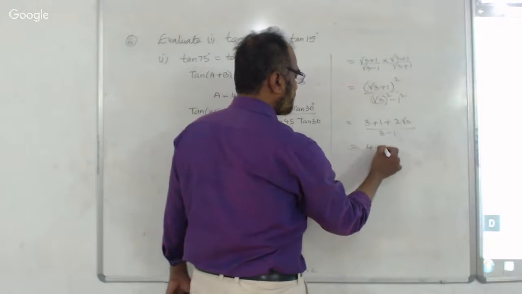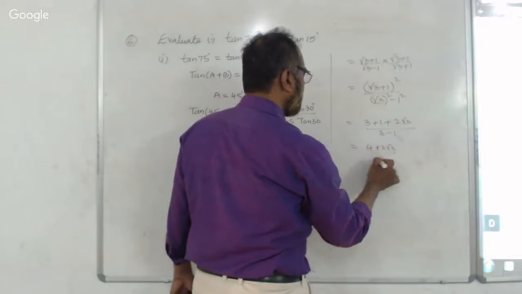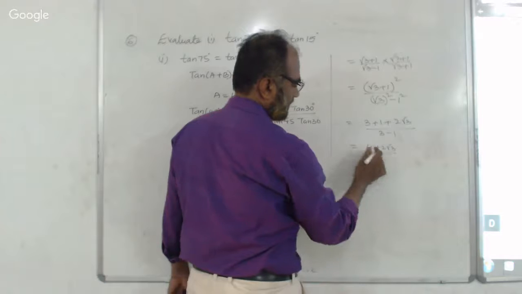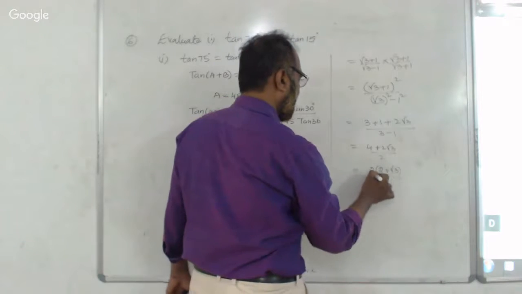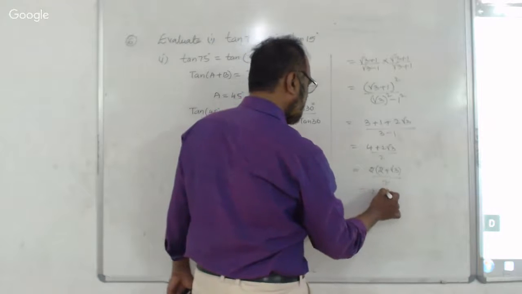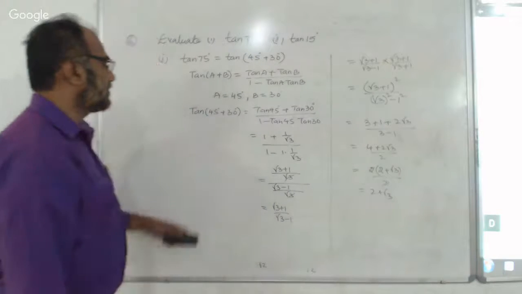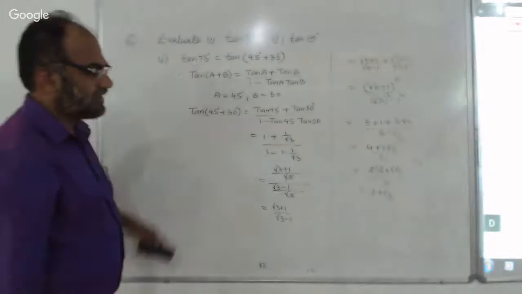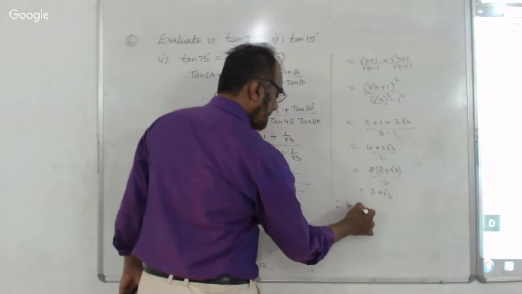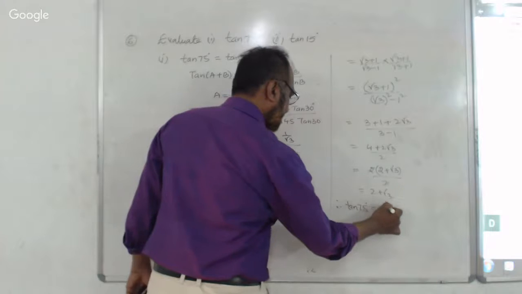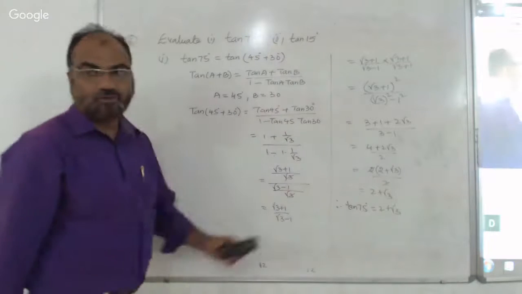So 4 plus 2 root 3 by 2. Now 2 is common in the numerator, I take 2 common. So 2 plus root 3 by 2. 2 and 2 are eliminated, 2 plus root 3 is the answer. Therefore, tan of 75 is 2 plus root 3. Must take a note.